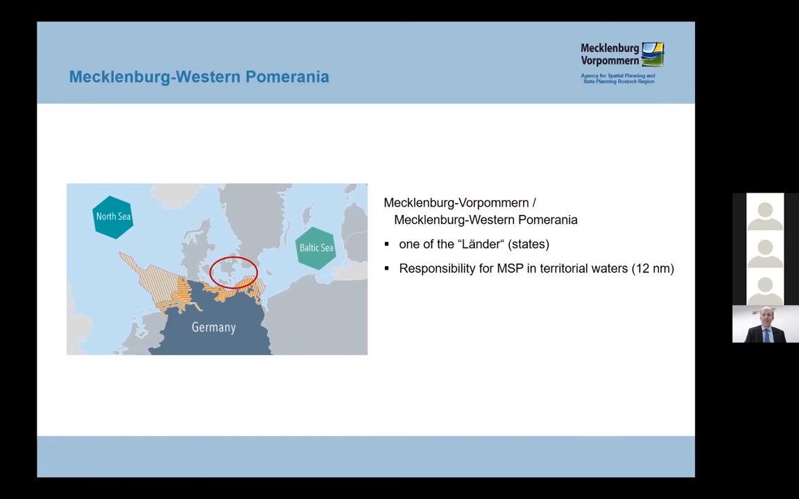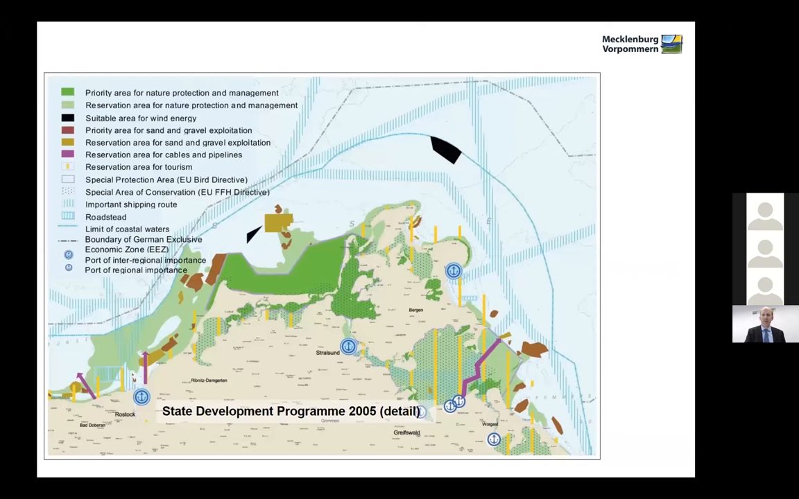Next slide, please. As mentioned, our very first MSP plan, or actually the first state development program that had a chapter on MSP, came into force in 2005. And you can see here a detail just showing the marine part of that plan. As you can see, there's much blue space, or you could also say white spots, actually left. You can also see by that we were a bit reluctant. We were quite early beginners in the Baltic Sea region, but we were also early learners. So we were a bit careful with making too many stipulations. And you can see that on the next slide, please.